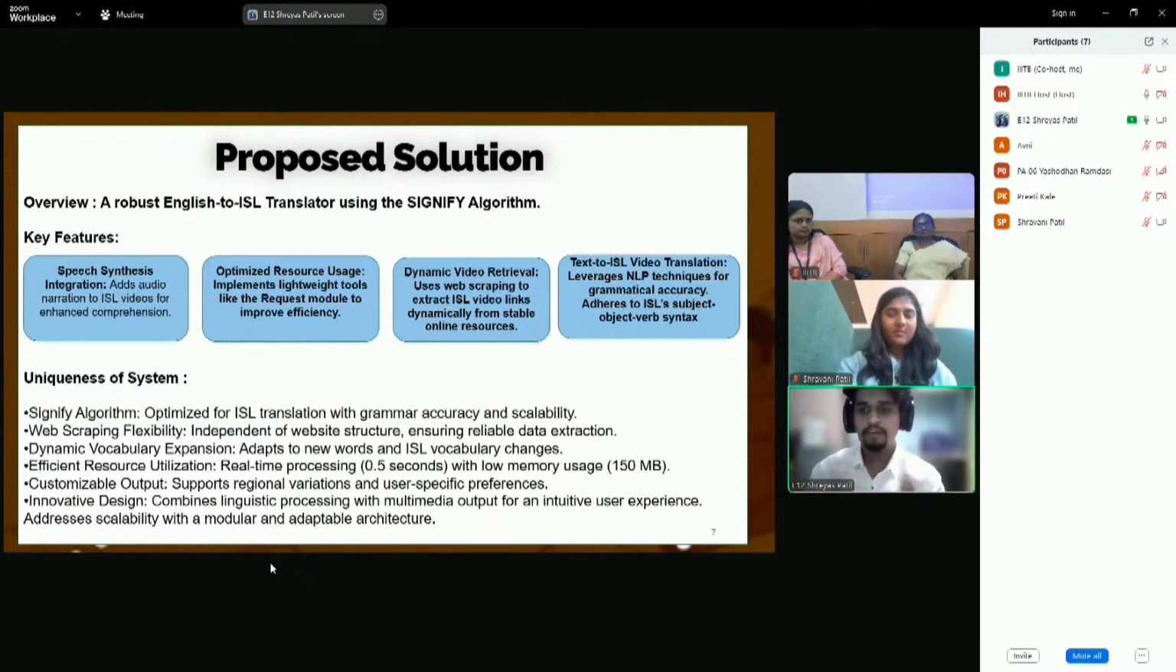How we did that: we first checked for the word. We did our own parsing structure. The previous parsing structure which existed uses WordNet, but it is inefficient because of the structure of the ISL sentence, which is a very simple subject-object-verb structure. After that, for each and every word, we scrape the videos from the website. For those also, we have implemented our own algorithm instead of using the previous ones, which had a web crawling structure and not a scraping structure.